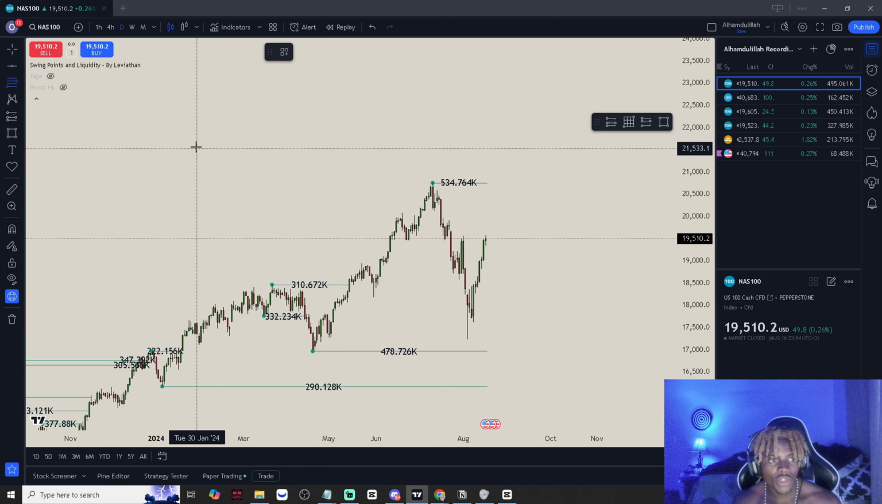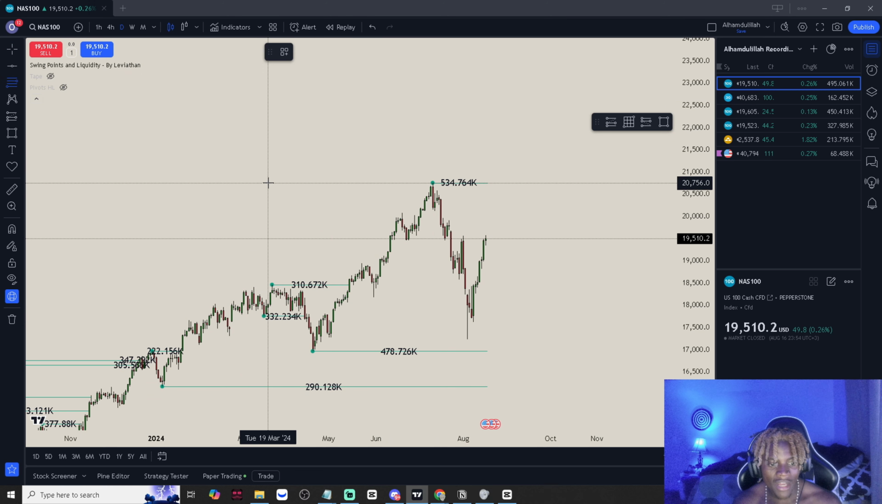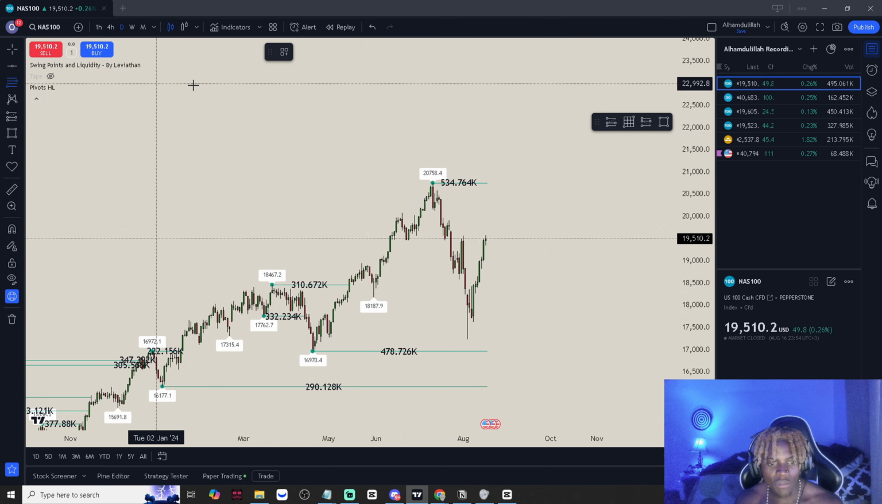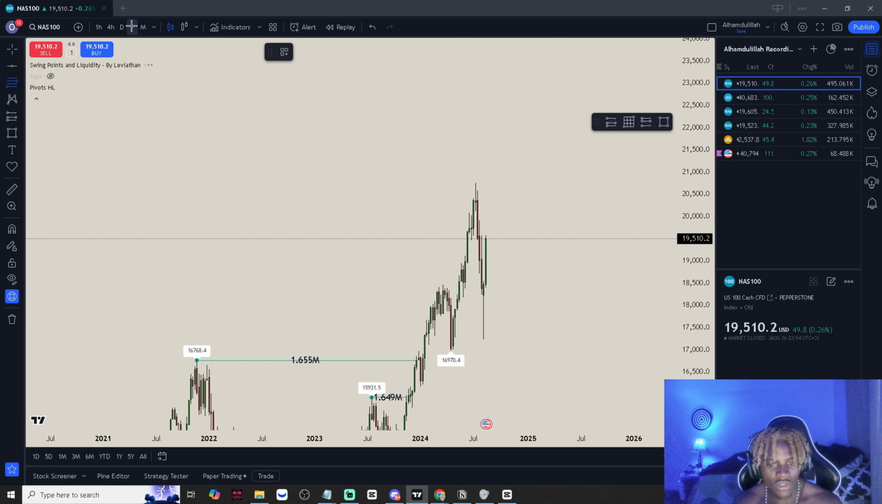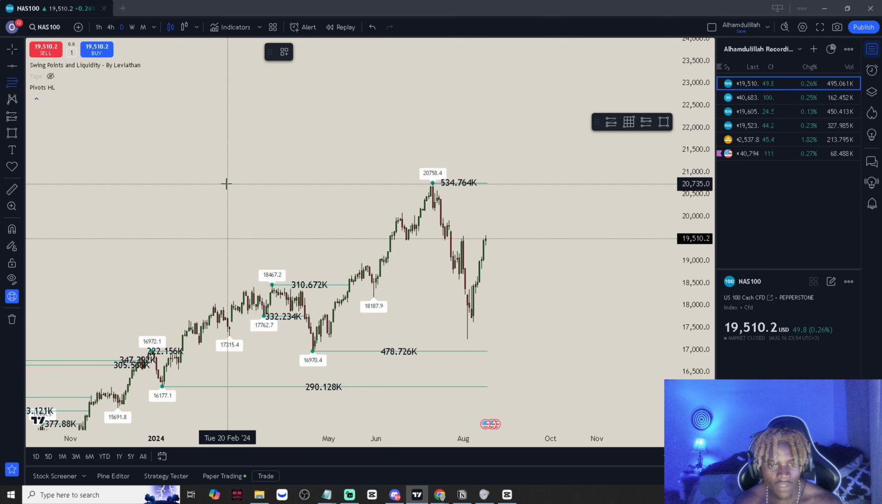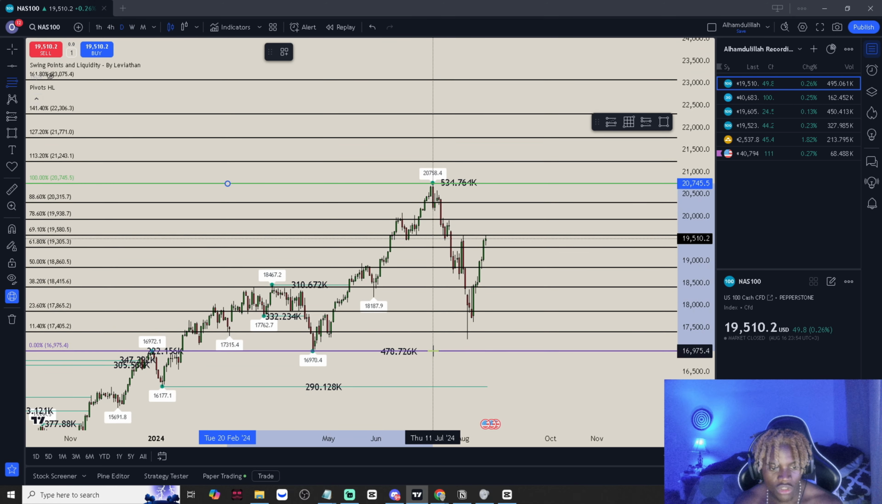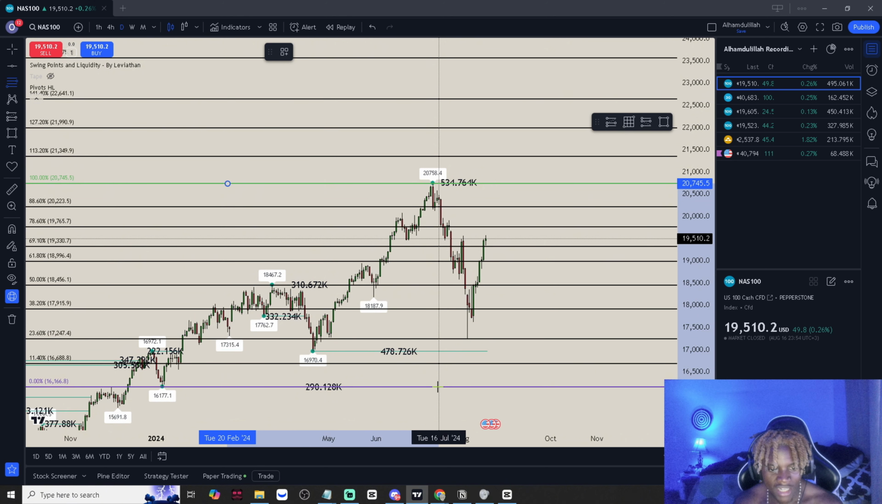Grab your Fibonacci retracement, drag it from the top of all-time highs, and drag it to the lowest point that you guys see on the swing points and liquidity by Leviathan indicator, or you guys can use pivots high and low. And make sure you guys do this on the daily time frame. Go ahead and start from the top, and drag it down to the most congruent low that makes sense, that matches with the price action that you see.